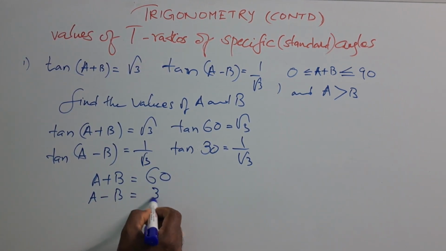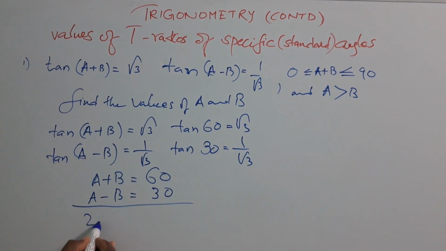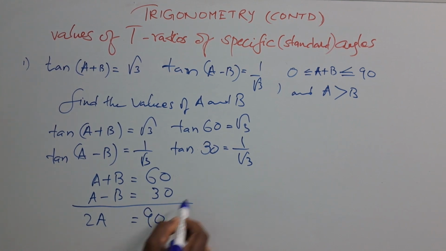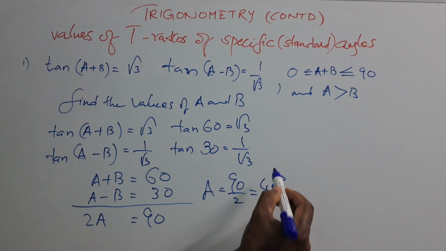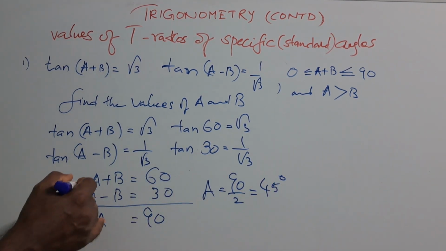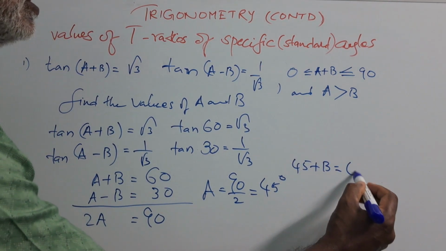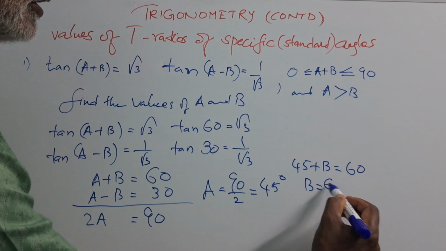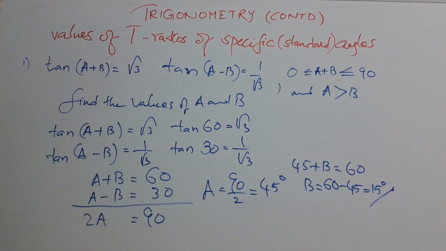to 30. When we add these two equations, we get 2a equals 90, a equals 90 by 2 equals 45 degree. When you put the value of a in any one of the equations, 45 plus b equals 60, b is equal to 60 minus 45 equals 15 degree. Now we have the values of a and b.